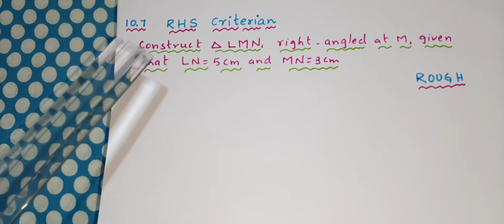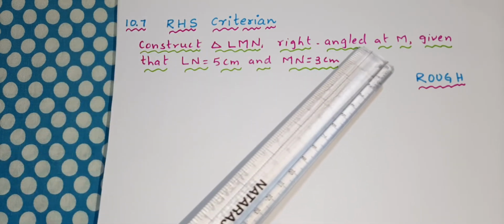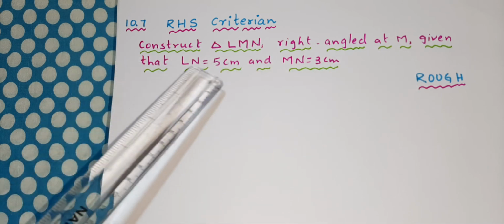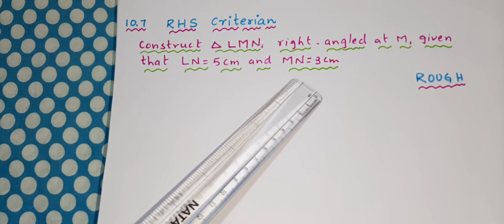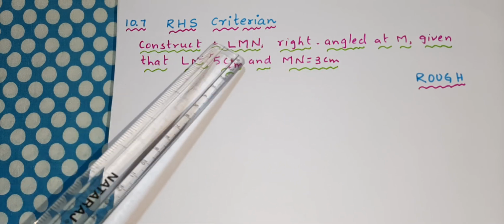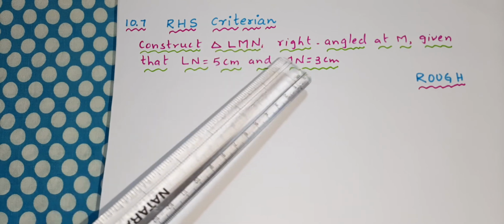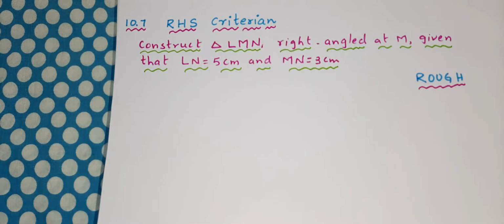So now here we are going to construct a triangle LMN, right angle at M, given that LN is equal to 5 centimeter and MN is equal to 3 centimeter. So by using these three measurements, we are going to construct a triangle LMN. So now right angle is nothing but how much degrees here? 90 degrees. So we know how to construct 90 degrees by using compass.